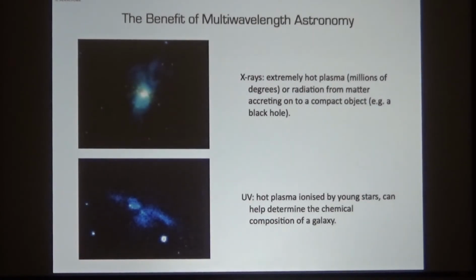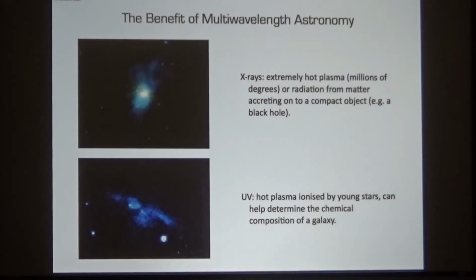If you were to look at the same galaxy in X-rays, it looks completely different. X-ray observations are sensitive to very high temperatures. What you see is very hot plasma of hundreds of thousands to millions of Kelvin, or degrees Celsius. Kelvin and degrees Celsius are basically the same, minus about 273, so when you're at the millions order, it doesn't really matter. The other thing that X-rays are very good at detecting is radiation from matter falling onto a very compact object, such as a black hole or a neutron star.